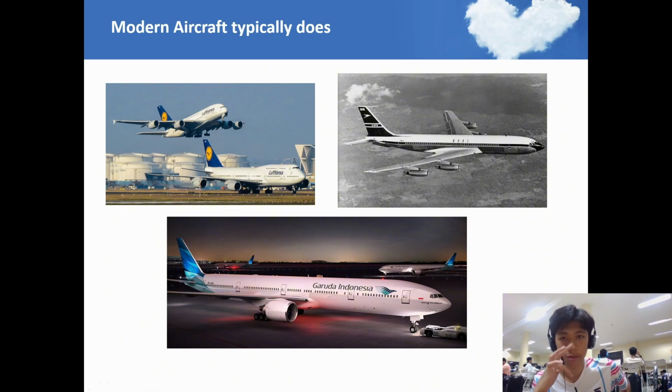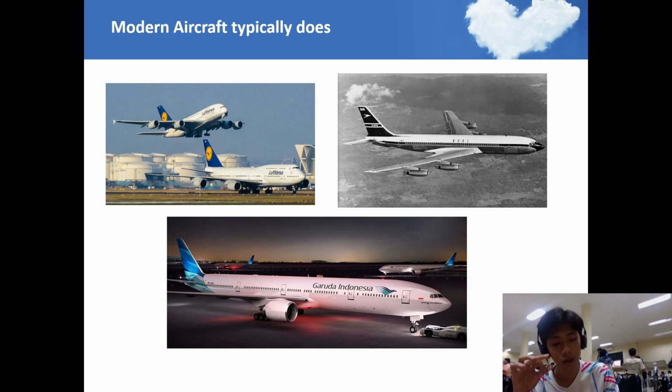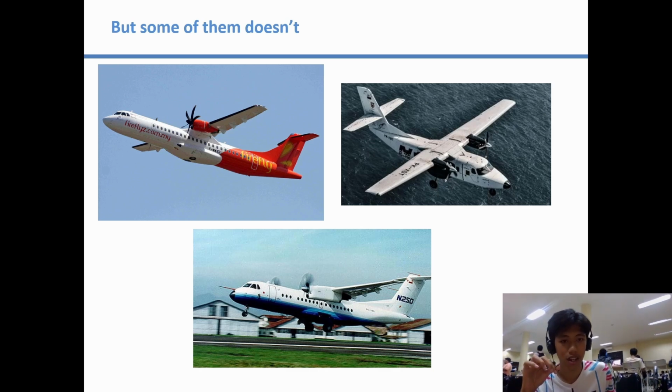Modern aircraft typically have swept wings. For example, you can see this Lufthansa Boeing 747, and this is the Airbus A380. These are the two major producers of commercial aircraft, and you can see all of the Boeing and Airbus aircraft today have swept wings. So I will try to explain my best why aircraft have swept wings, why engineers choose this configuration to design some aircraft, and why some of them don't have this configuration.